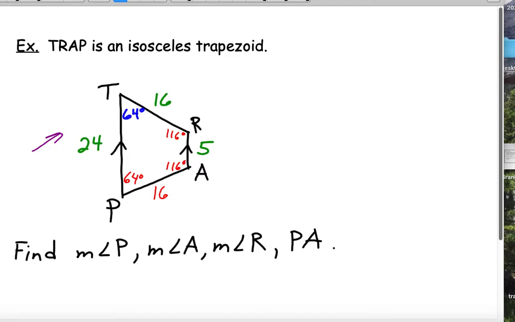Now I can answer the questions. What's the measure of angle P? 64 degrees. What's the measure of angle A? 116 degrees. Measure of R? Also 116. And what's the length of PA? 16 units. And that's it. Pretty straightforward.